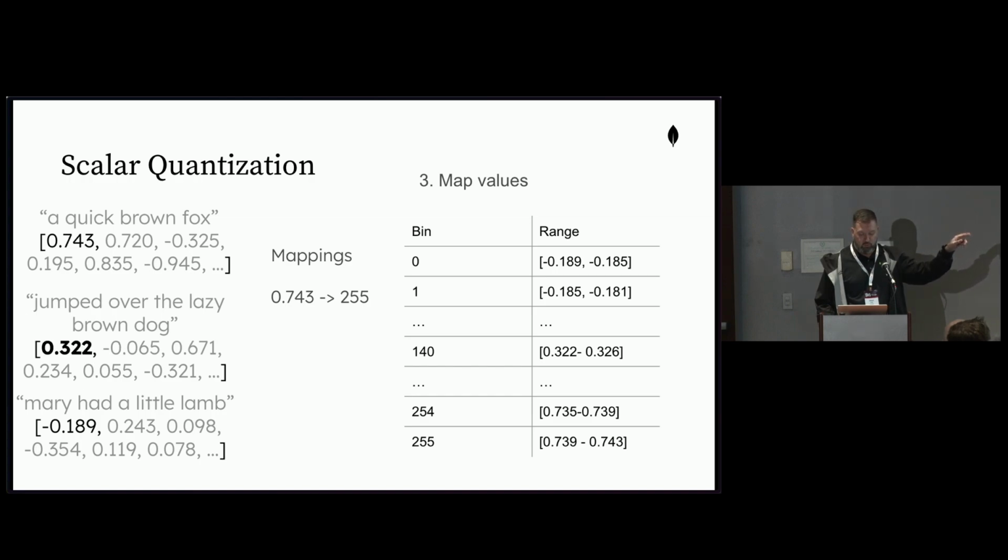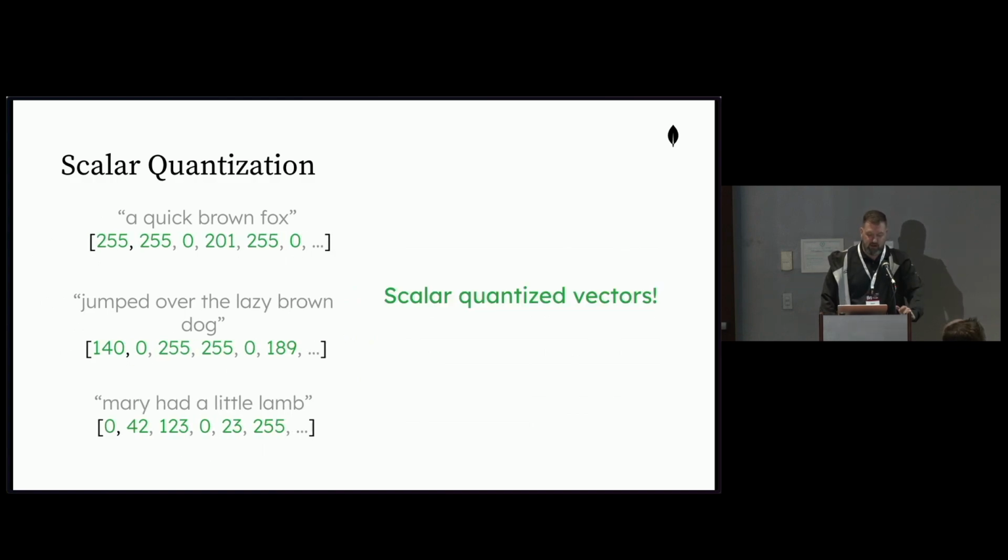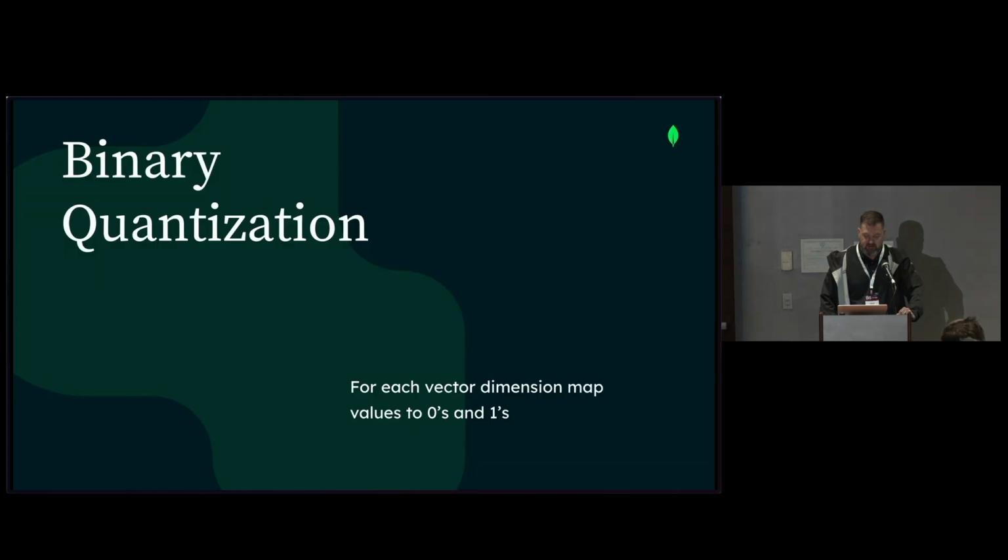So 0.743 becomes 255, 0.322 becomes 140, and negative 0.189 becomes 0. And then we just keep going through all of our vectors until we have our scalar quantized vectors. It's really that simple to go from float 32 to int 8 vector quantized vectors. So that is example 1.